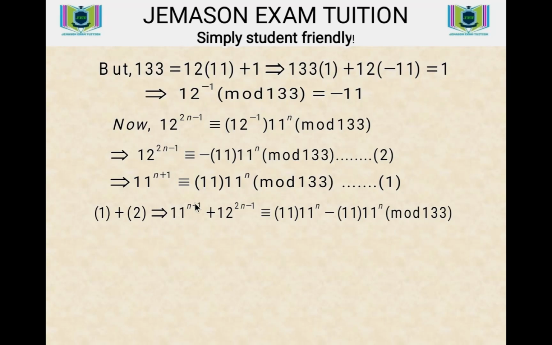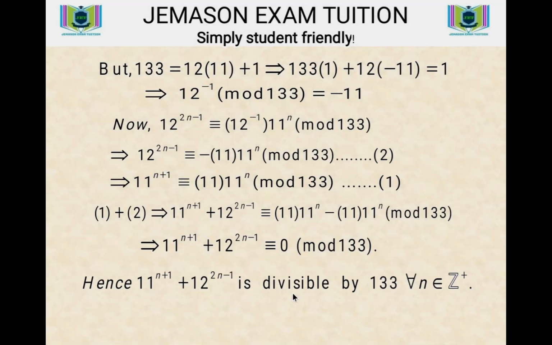Remember, f of n was 11 to the n plus 1 plus 12 to the 2n minus 1. On the right hand side of the congruence clearly subtracts to give 0, so that we have this statement, and clearly we can see that f of n is congruent to 0 mod 133, which literally means when I divide f of n by 133, the remainder is 0. Hence we can conclude conveniently that the statement f of n is divisible by 133 for all positive integers n.